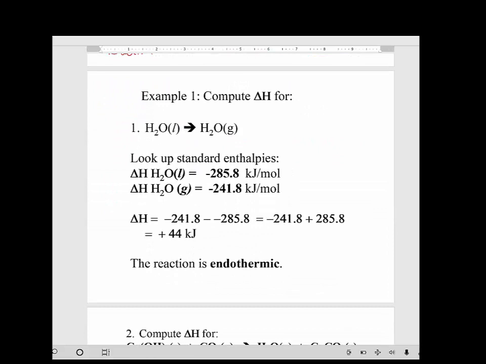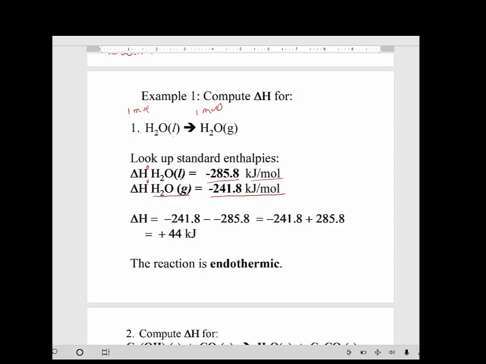Simple example: compute the enthalpy of reaction for water in the liquid phase going to water in the gas phase. We go to the table of enthalpies, which you can get from the textbook or on the internet. We find that delta H, these are standards, okay? Delta H for water in the liquid phase is minus 285.8 kilojoules per mole, and delta H for water in the gas phase is minus 241.8 kilojoules per mole. The coefficient of each of these is understood to be 1 because there's no number there. So we have 1 mole of this and 1 mole of product there.